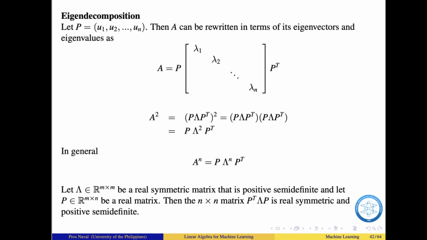Eigendecomposition. What is eigendecomposition? Eigendecomposition is a factorization. Okay, you factorize the matrix. It's a factorization of a matrix into its canonical form. What is canonical form? What does it mean? It simply means standard form.